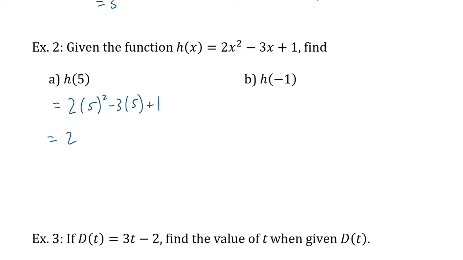BEDMAS says I do exponents before anything else. You probably know that we could have done that multiplying on the same step if you wanted to. It's a bit less writing to write 15 than writing that out again. 2 times 25 is 50, minus 15 plus 1. That looks like 36. A couple more.